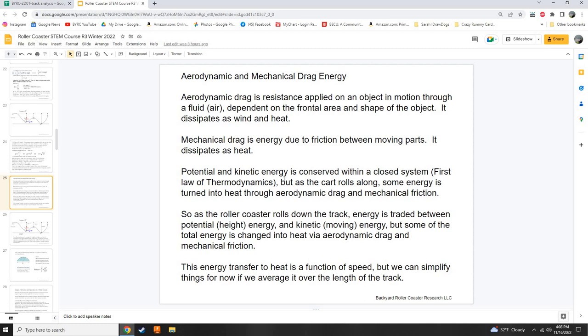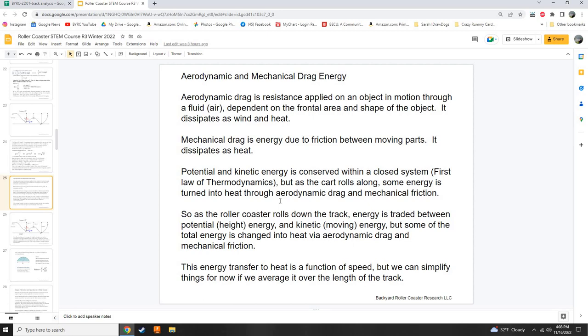Now we have what's called a closed system, and we can define that. If the closed system was just the cart and the track, then we would be losing energy to where we didn't know. But we enclose the whole track, the cart, and the air around it in a system, and potential and kinetic energy is conserved within a closed system. Some energies turn to heat through aerodynamic drag and mechanical friction. So as it goes down the track, energy is traded. We talked about that last time. Some of the energy is changed into heat.